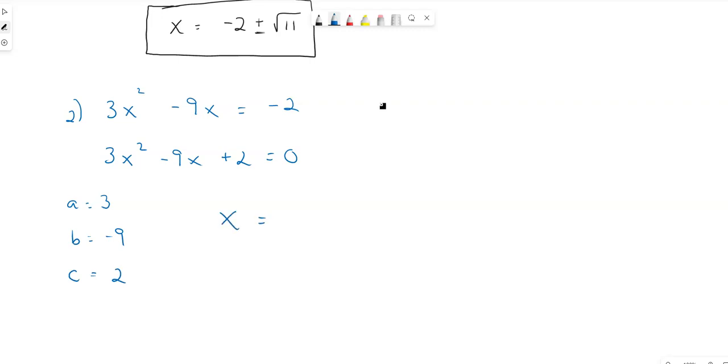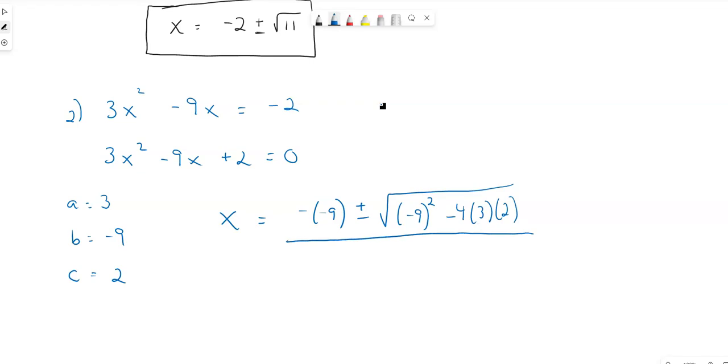How's the formula go? Opposite b, so the opposite of negative 9, plus minus the square root of b squared. So again, that negative 9 goes in the parentheses, square on the outside. B squared minus 4 times a times c, all over 2a. Remember, the a is not 1 here. A is 3.